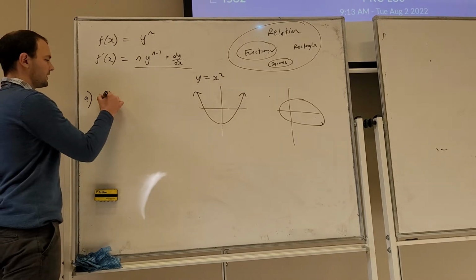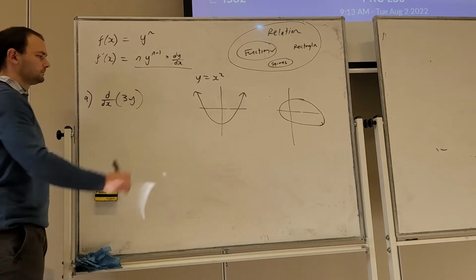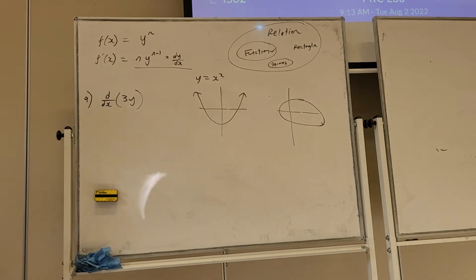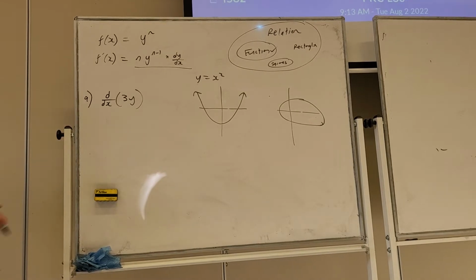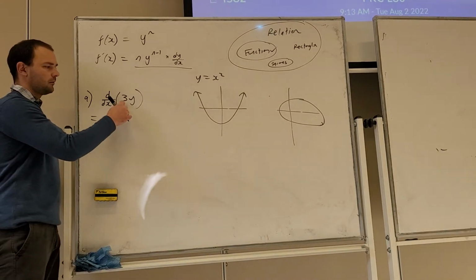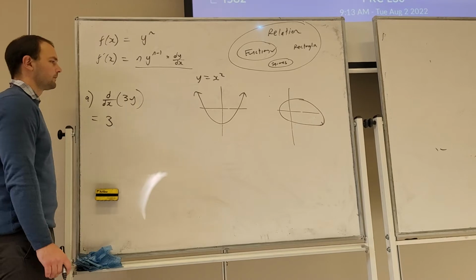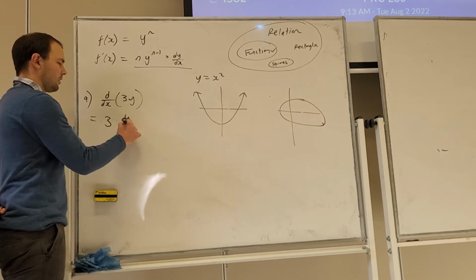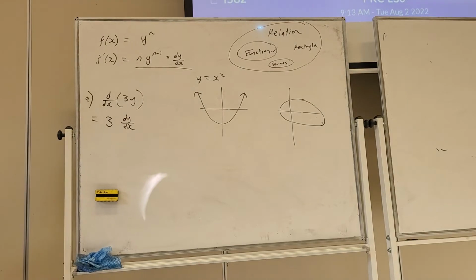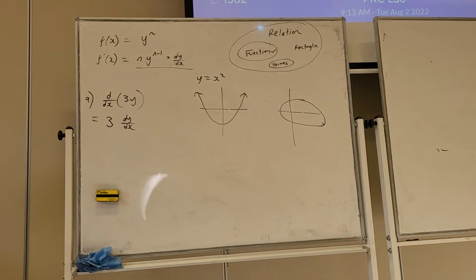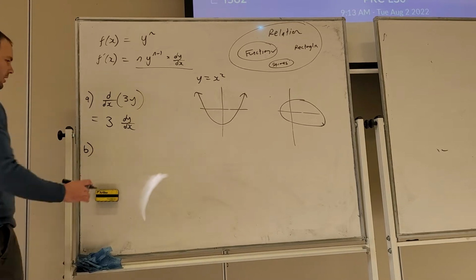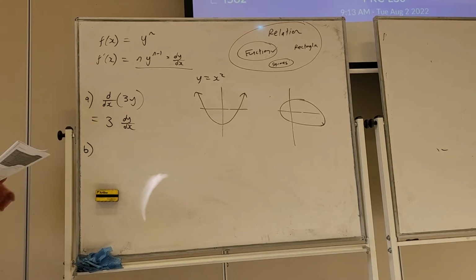So what we're doing is finding the derivative of 3y. d on dx of 3y. We're differentiating with regards to x. So the derivative of 3y is going to be 3, and then we have dy on dx. You're probably wondering where that comes from. Let's do a couple, it's going to make a bit of sense.